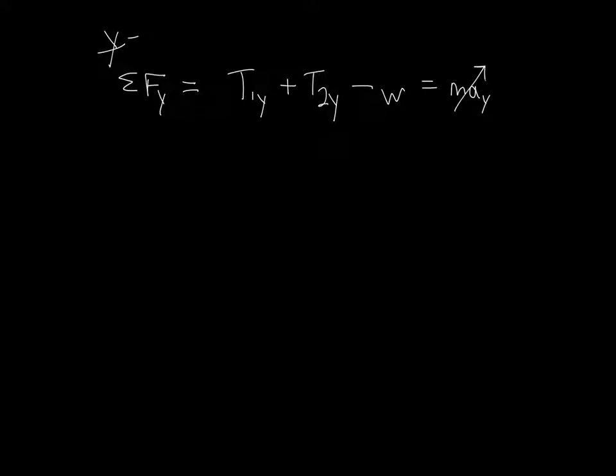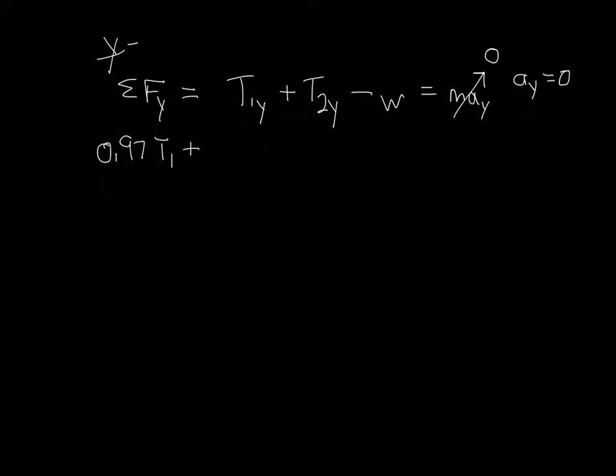Now we know that this right-hand side is equal to 0. Again, that's not always going to be the case. It's only true here because acceleration in the y direction was equal to 0, because we were told at the beginning of the problem that nothing is moving. So now we can plug and chug our numbers in. We can plug in for T1y, which was 0.97 times T1, plus T2y, which is 0.17 times T2, minus W, which is equal to the mass times gravity, and that's going to be equal to 0.